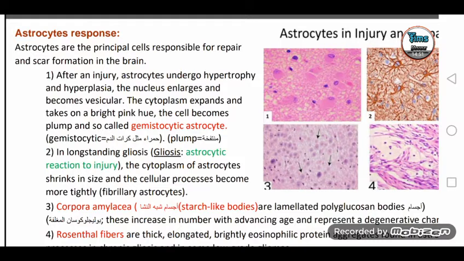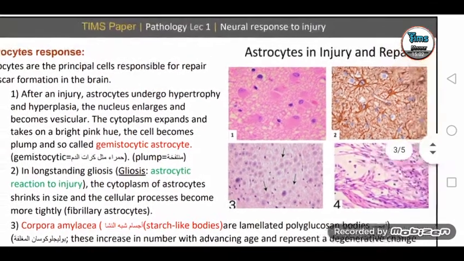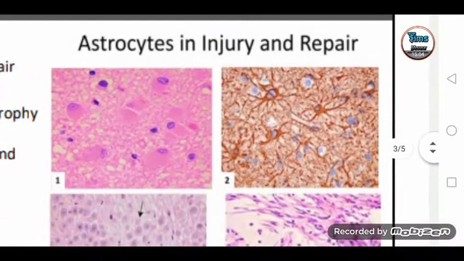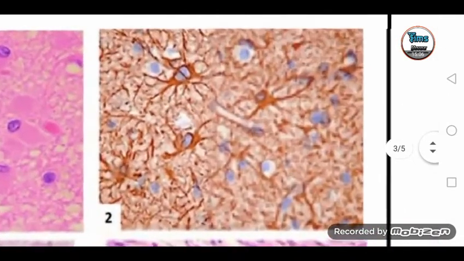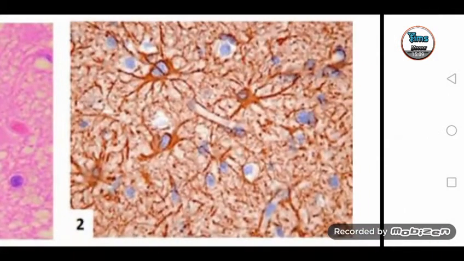You will know that if you have studied histology, the first histology lecture. So the cytoplasm becomes smaller, and the cellular processes become more tight. We call them fibrillary astrocytes. As we can see in this second picture, the astrocytes are smaller than usual, and the processes are a little bit tight. So we call them fibrillary astrocytes.